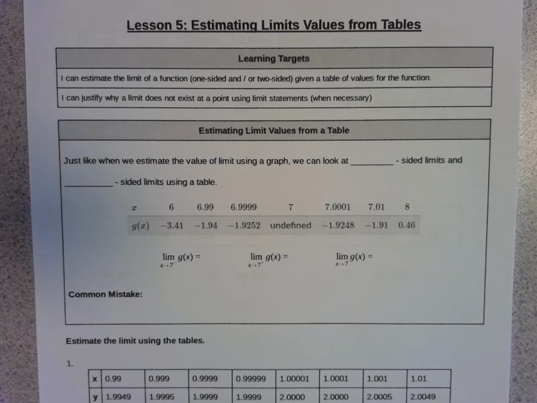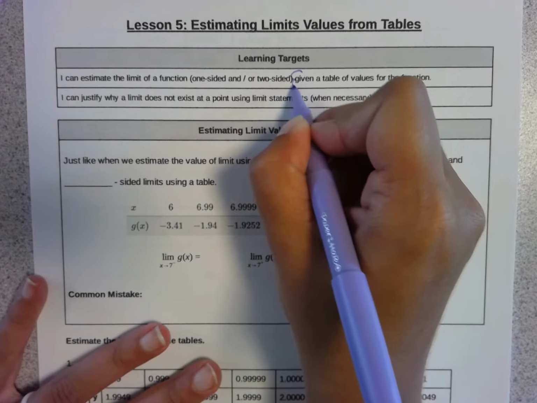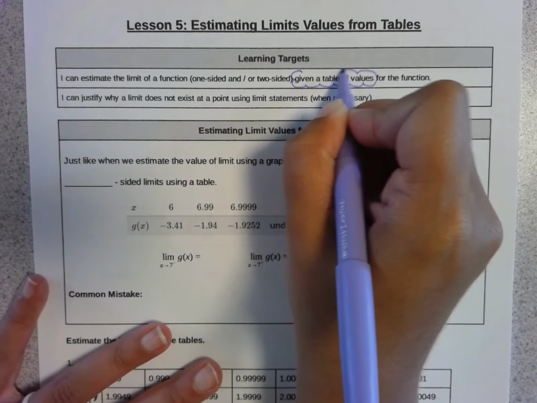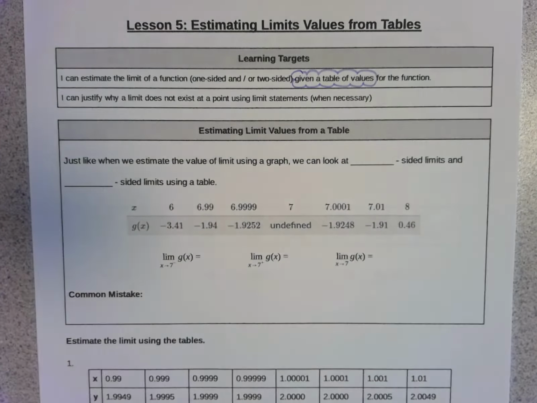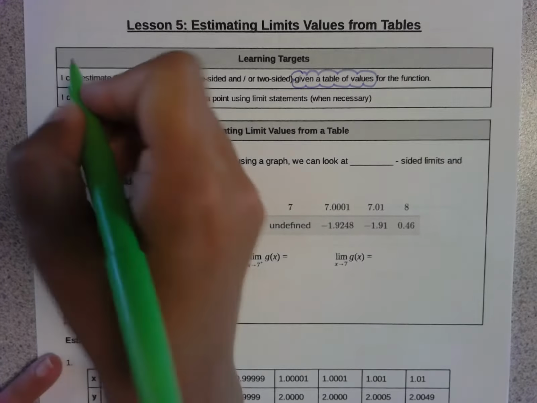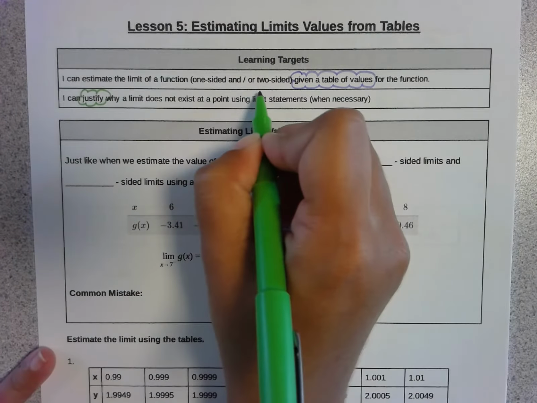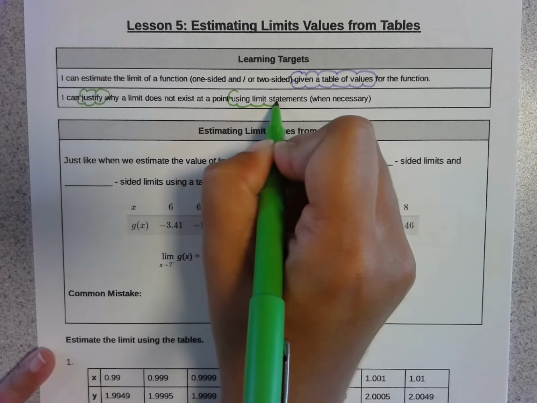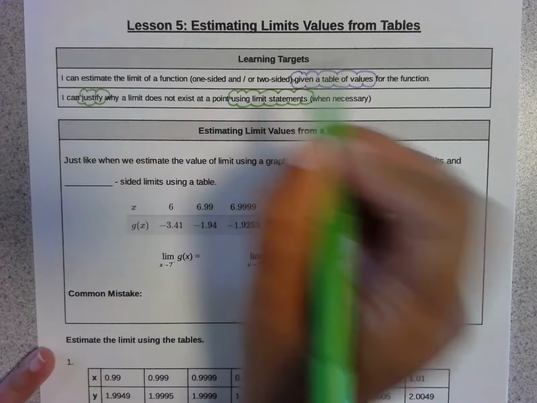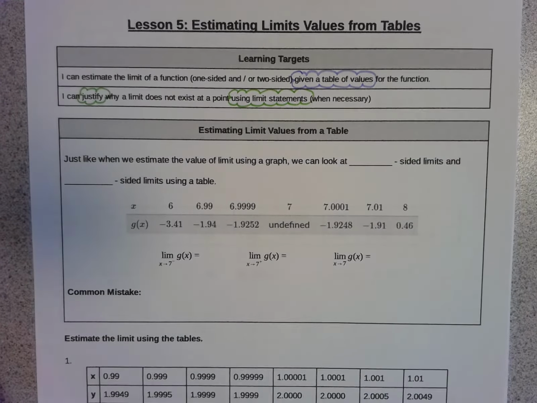So just like in our previous examples, we're going to be finding one-sided and two-sided limits. What makes today different is that we're going to be given a table of values for the function instead of using the graph of a function. The other thing we're going to be doing is justifying our answer, so explaining our thinking using limit statements, which means our notation that we use is going to be really important. We want to make sure that we're using the correct notation so we communicate our mathematical thinking correctly.